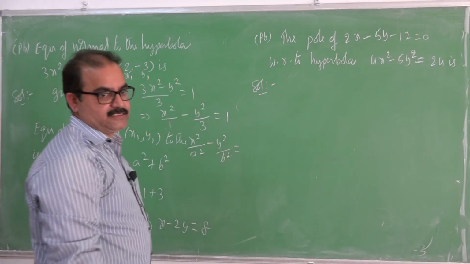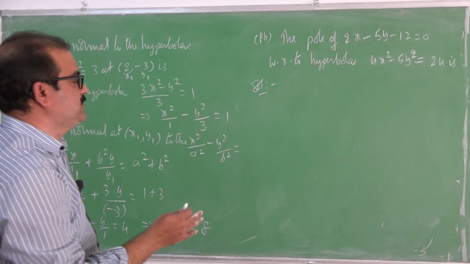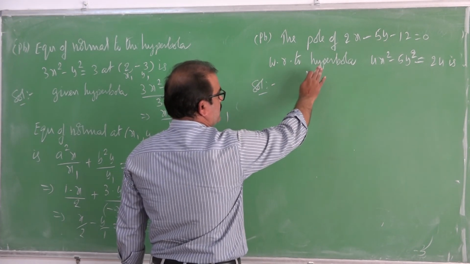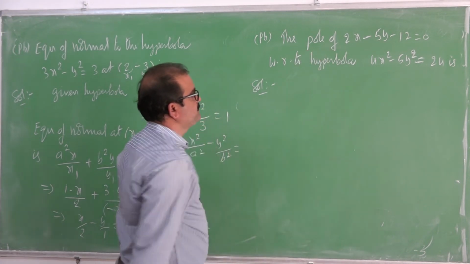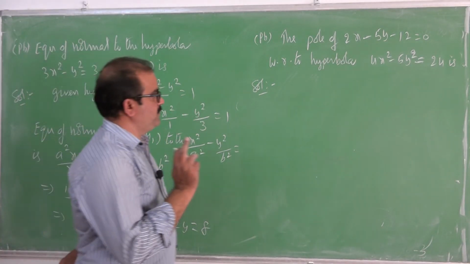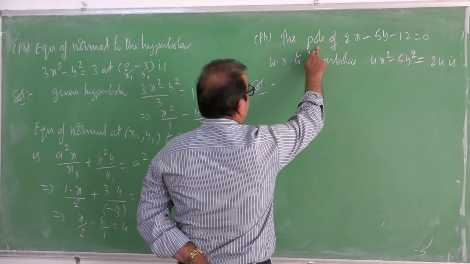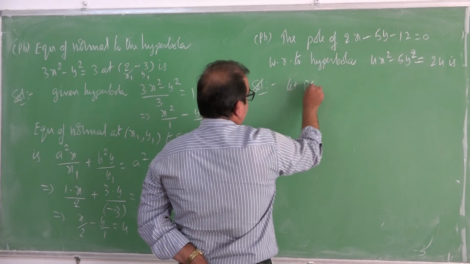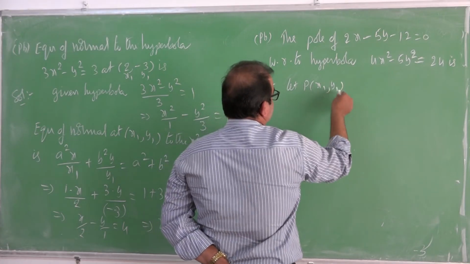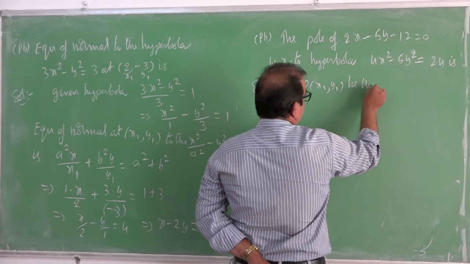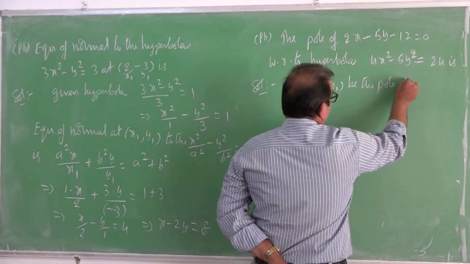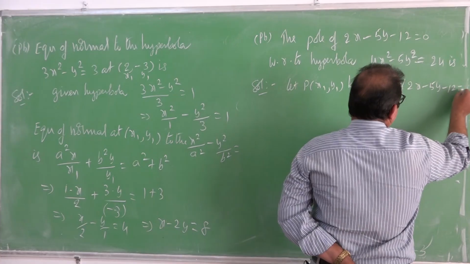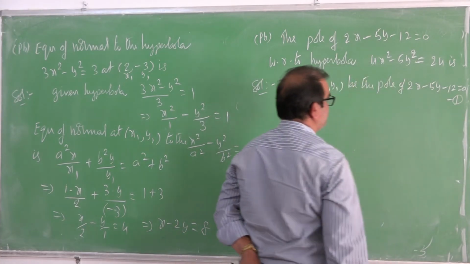We have already discussed how to find pole of any line with respect to any curve, either circle or parabola or ellipse or hyperbola. Always, what is meant by pole? Pole is a point, polar is a straight line. Let P(x1, y1) be the pole of the line 2x minus 5y minus 12 is equal to 0. Given equation be 1.